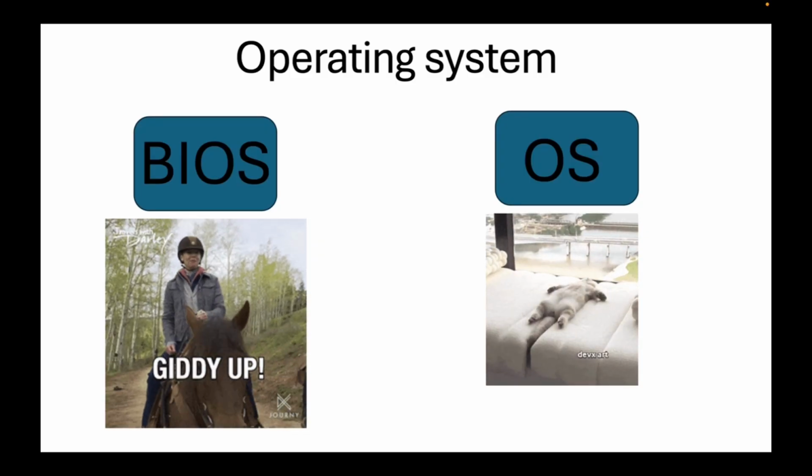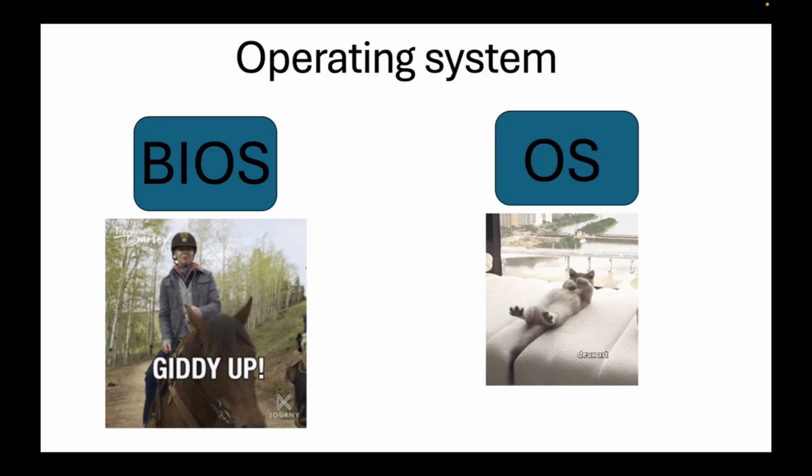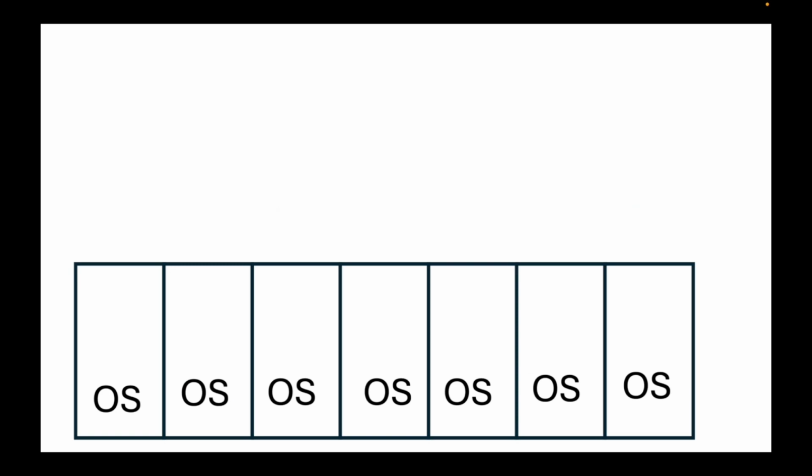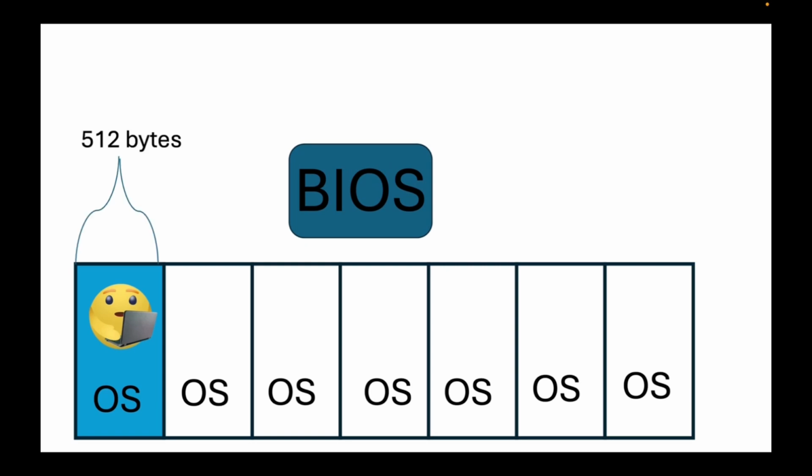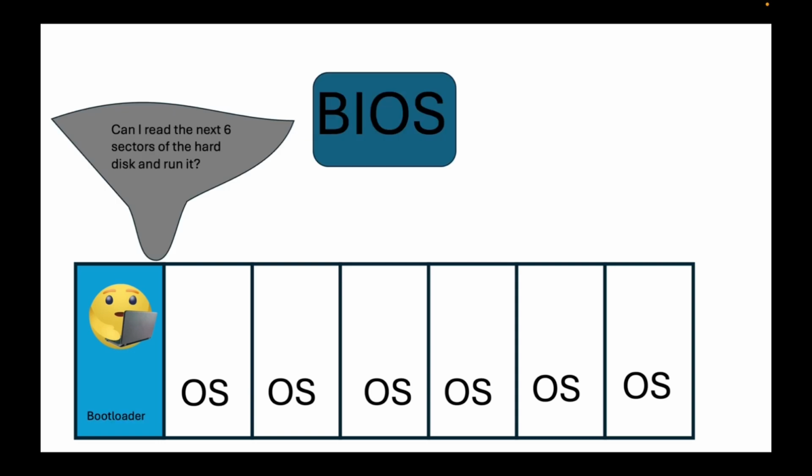Wait, let's rewind. Remember the BIOS was telling the operating system to giddy up? Well, the BIOS can only run a small portion of the OS, the first sector with 512 bytes. That's an insanely small amount of code, not even the simplest operating system could fit inside of there. So this is why we have something called a bootloader.